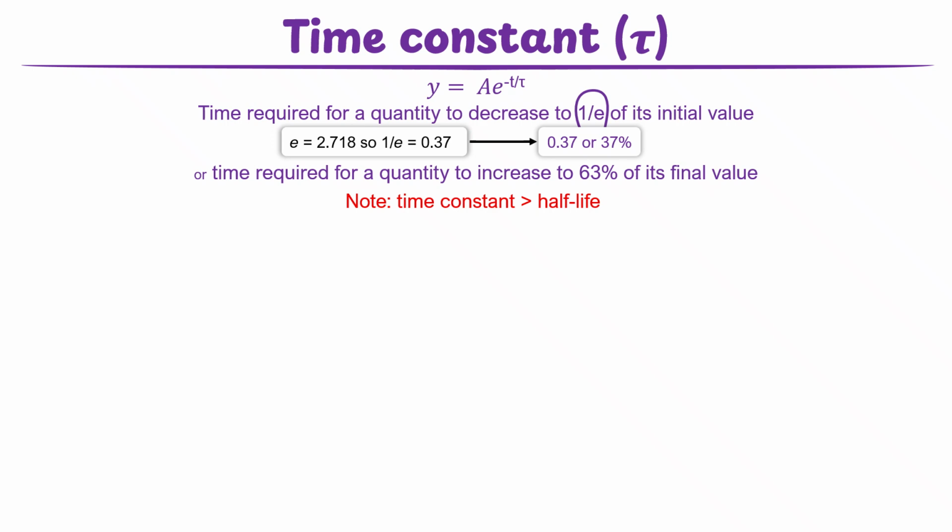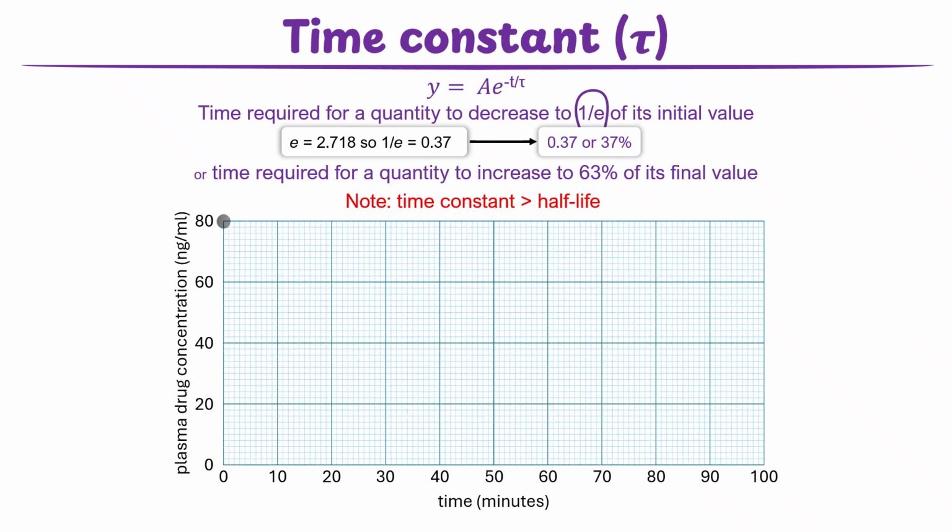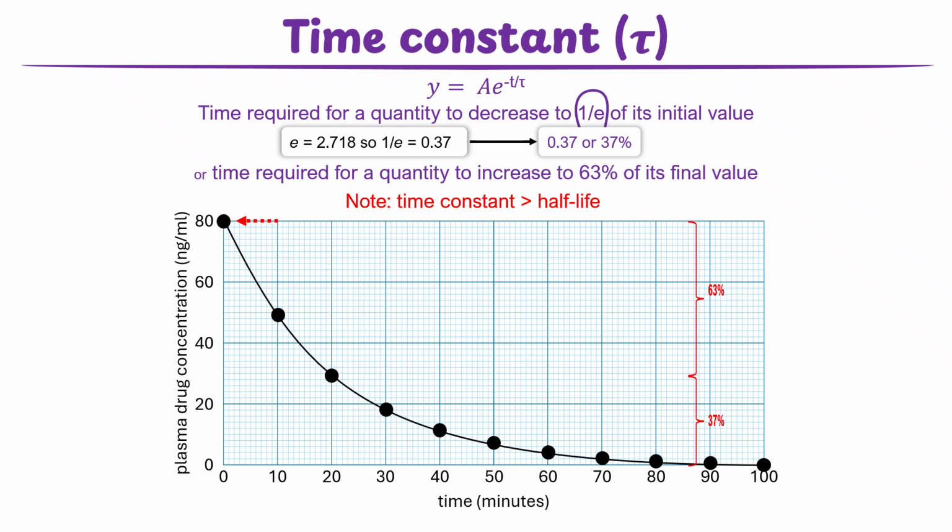To determine the time constant from experimental data, we start in the same way as before by plotting plasma drug concentration on the y-axis against time on the x-axis. Next, fit an exponential curve to the data. Identify the concentration at time 0. Calculate 37%, or more precisely 36.8% of this starting value, and mark that level on the y-axis.